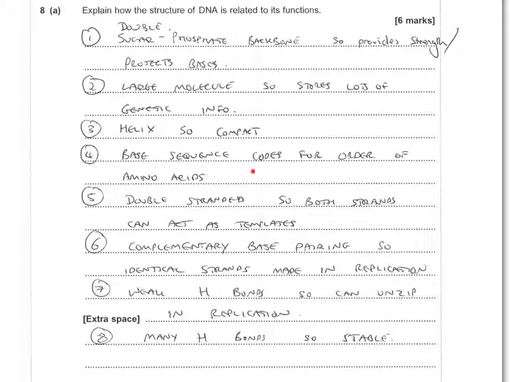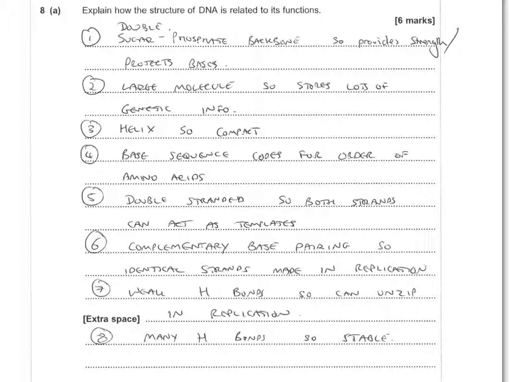The fact that it's made from a base sequence, and the base sequence allows certain amino acids to be placed in a protein in a certain order. It's double-stranded, that allows semi-conservative replication, so both strands can act as templates. You've got complementary base pairing, that means that during replication, identical strands of DNA are going to be made each time, except for a mutation.